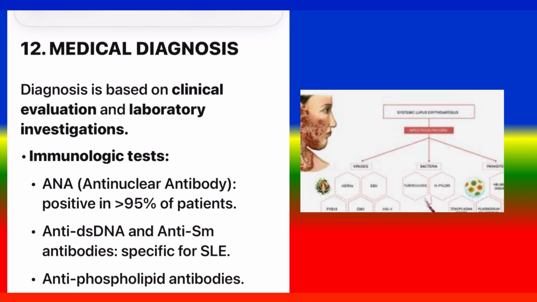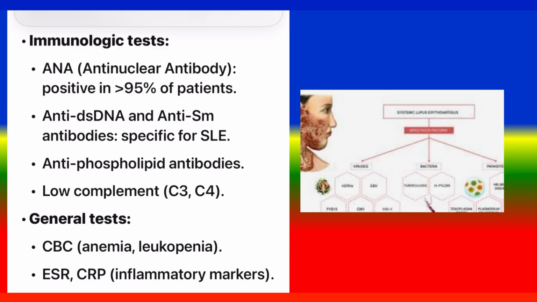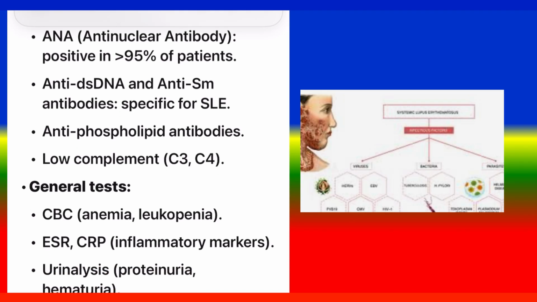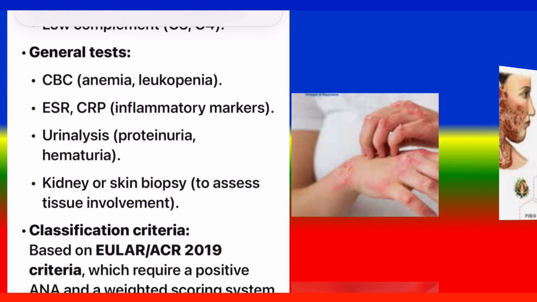Number 12. Medical diagnosis. Diagnosis is based on clinical evaluation and laboratory investigations. Immunologic tests: ANA, antinuclear antibody, positive in 95% of patients. Anti-dsDNA and anti-Sm antibodies, specific for SLE. Antiphospholipid antibodies. Low complement, C3 and C4.